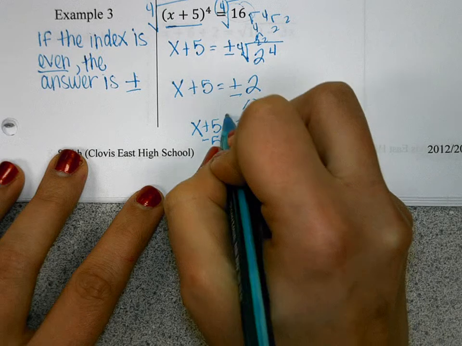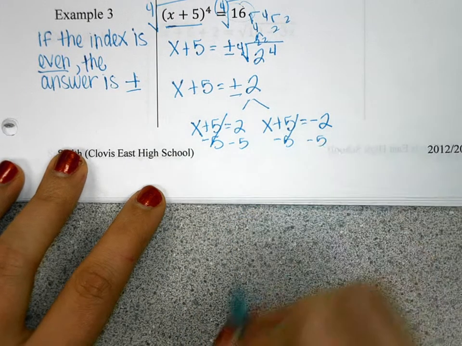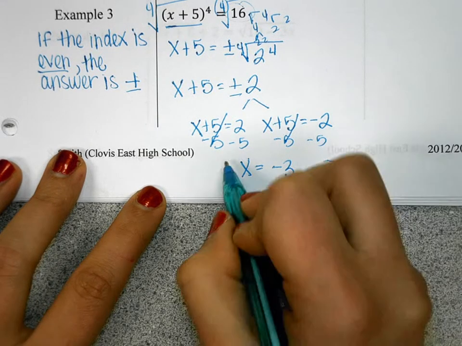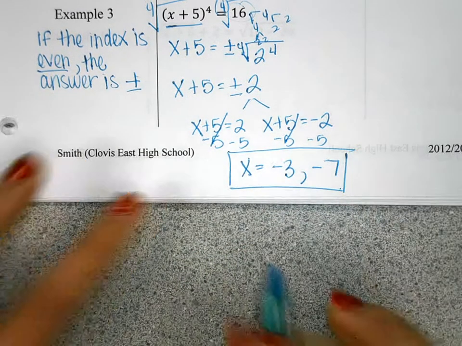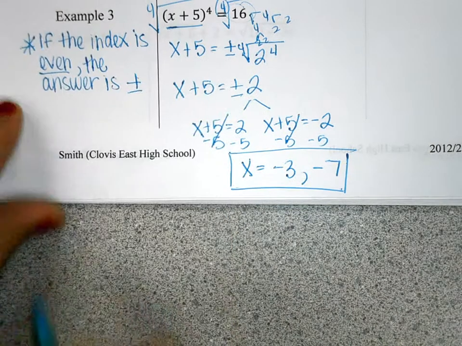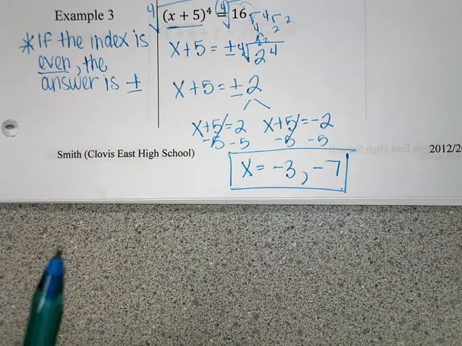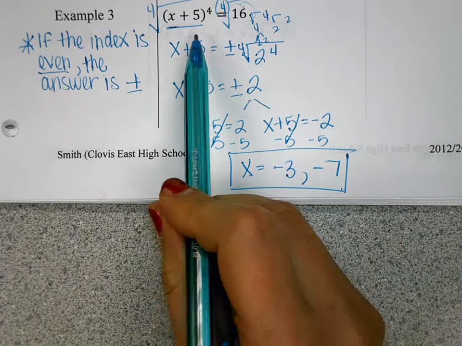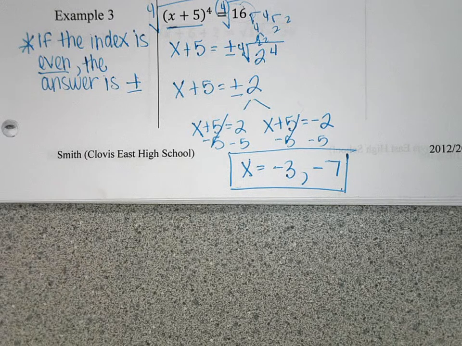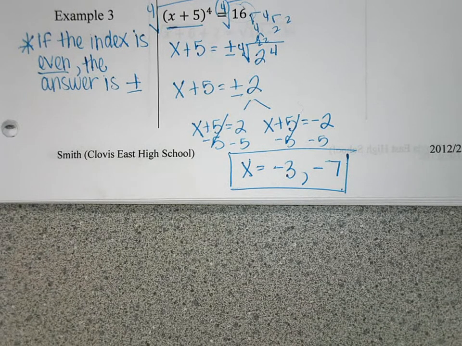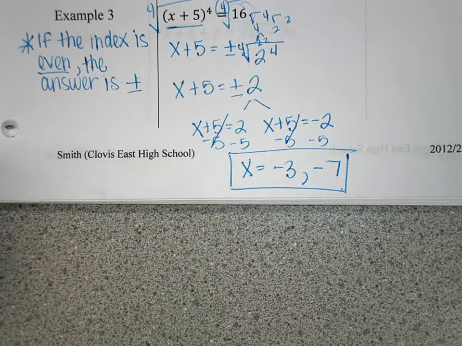Subtract 5 from both sides, and I get x equals negative 3 and negative 7. So when your index is even, I'm going to put a star next to that, you need to make sure that you write your answer as plus or minus, because we could plug in negative 3 for x or negative 7 for x, and it would still give us a true statement. So that's solving equations that have exponents in them.